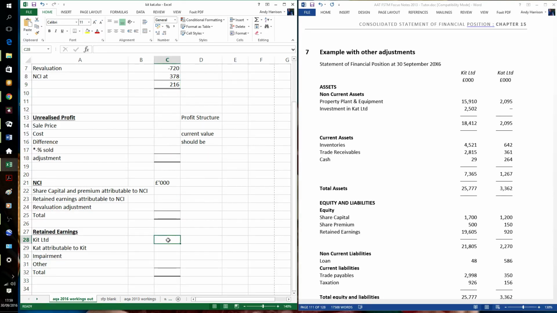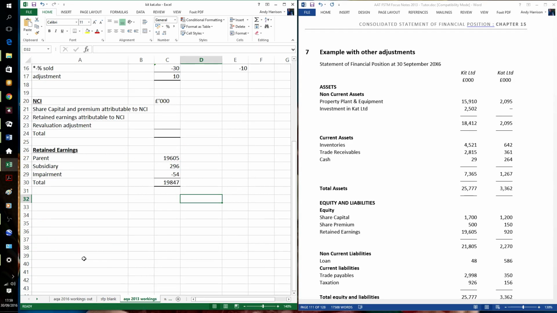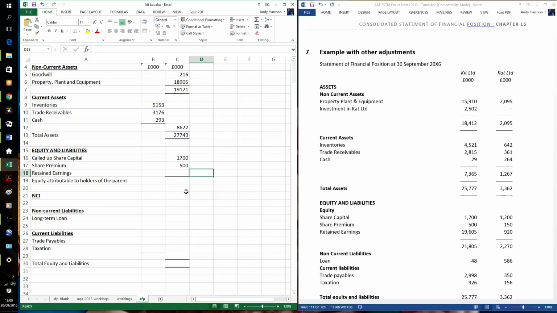So the 2016 version looks exactly the same and exactly the same numbers, but the labelling has changed. So Kit Limited's is 19605. The CAT attributable to Kit is the same, 296 that we've just worked out, and then the impairment is the same. So exactly the same numbers. There's room there for an other, you never know what might have happened, but here it's just the wording that's changed from the AQA 2013 version of it. So now we can put it in, and we can work out the equity of the parent.